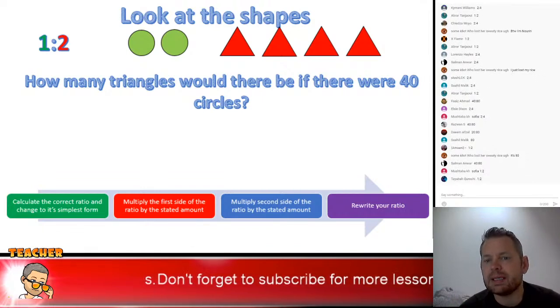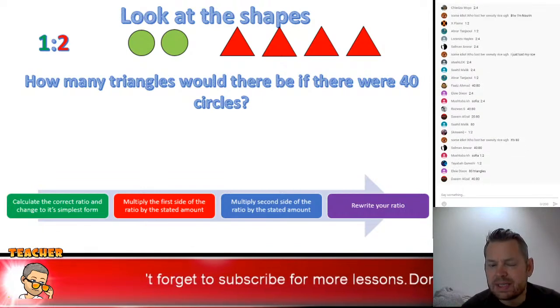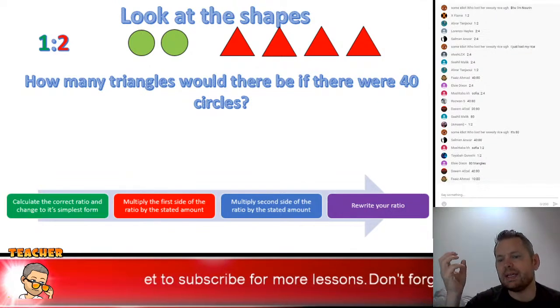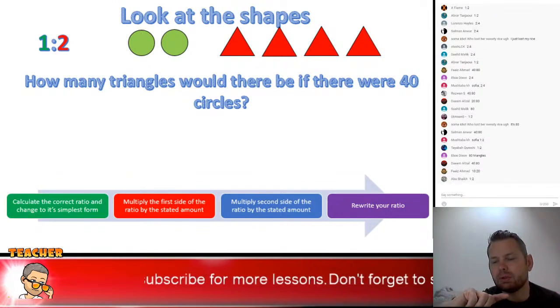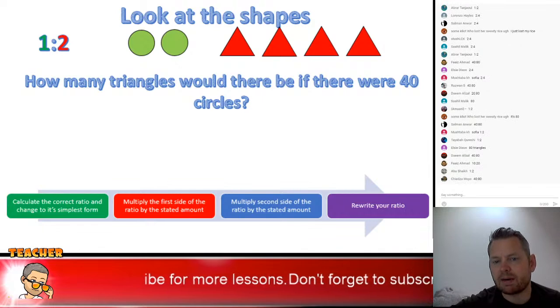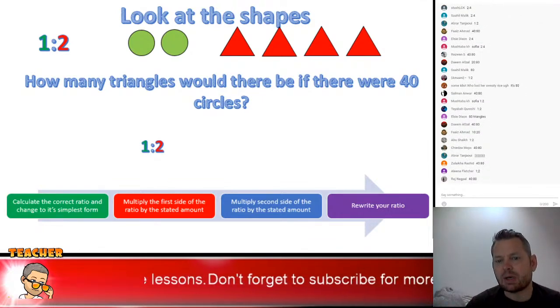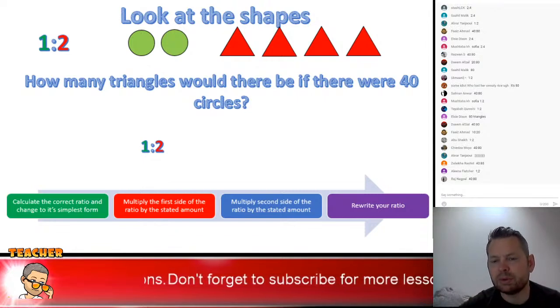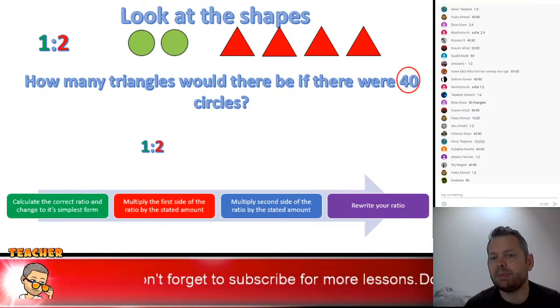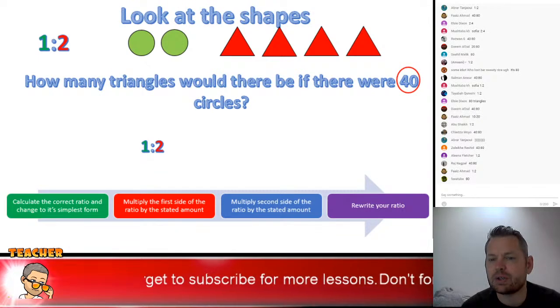So now we've got this, we can do the same with what we've done before. All we've done is simplified our original ratio. So we write our ratio down here, and we're going to go through the steps again. So we're going to start with the 1, and I'm going to multiply it by 40 because it's saying how many triangles would there be if there were 40 circles.